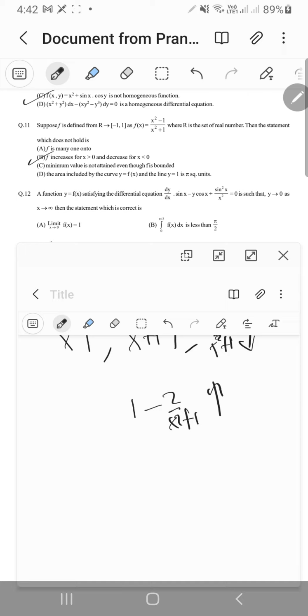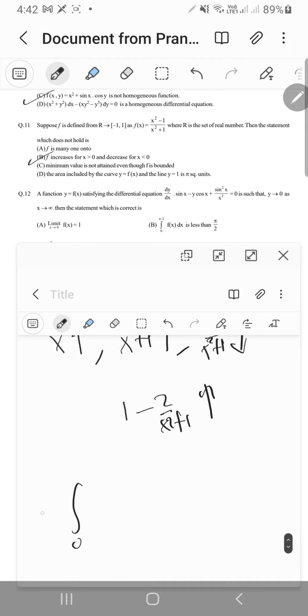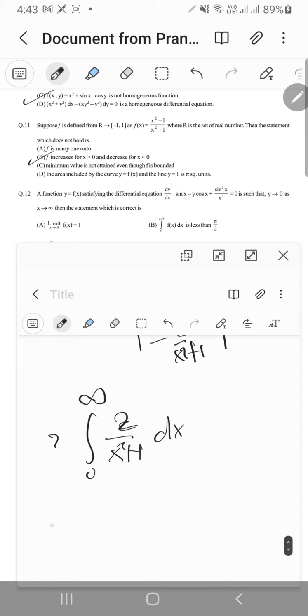The area enclosed by the curve y equal to this function and the line y equal to 1 is pi square units. Okay, and the line y equal to 1. This is always less than 1, we know that for sure. So it's like 2 times the integration from 0 to infinity of 2 upon x squared plus 1, right? That's how much less this function is, dx.